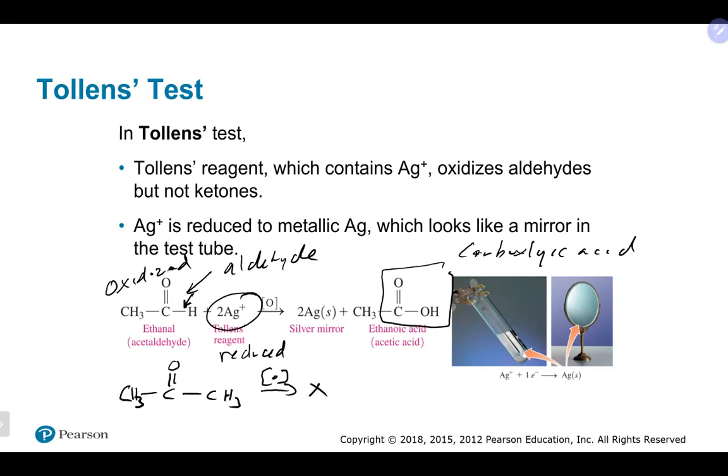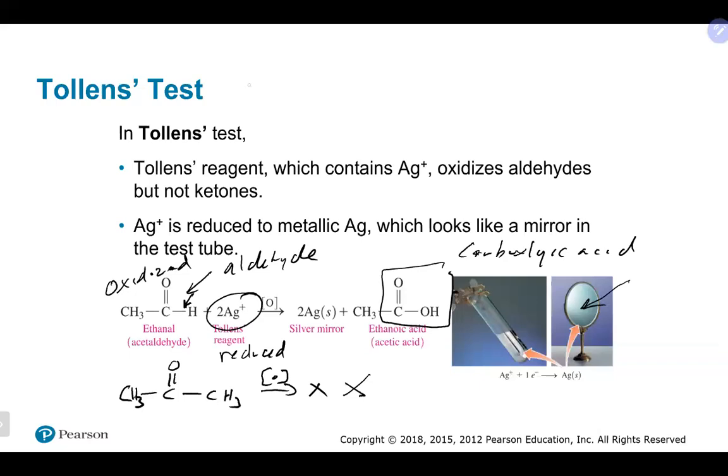What it ends up doing is creating what is sometimes referred to as the mirror test, because it creates this silver color and looks like a mirror. That would be a positive result that what you started with was an aldehyde that was oxidized to a carboxylic acid. The Tollens test recognizes that reaction. You will get nothing occurring in the case of a ketone. You won't see the silver develop. So that's how you know the difference between whether you started with an aldehyde or a ketone.